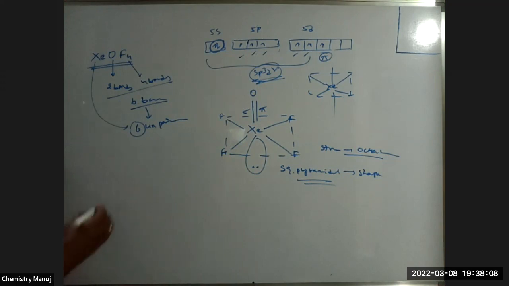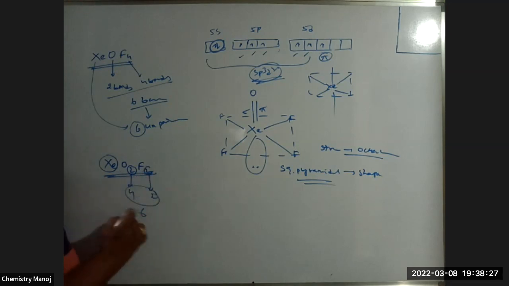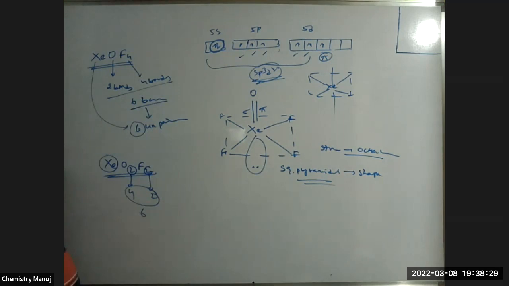Next, let us observe XeO2F2, my dear. Tell me, how many unpaired electrons are required for xenon? Sorry, 6 are required. So 2 oxygens means four bonds. 2 fluorines means 2 bonds. Overall 6. No doubt these are the 6.